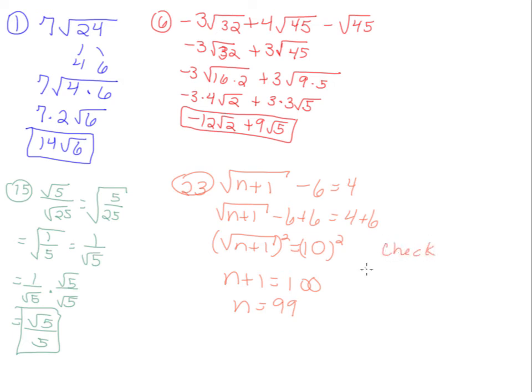Always remember to get in the habit of checking your answers on these radical equations. So plugging in 99 in place of n, let's see, does that really equal 4? Since 10 minus 6 is 4, then yes, it does check out.